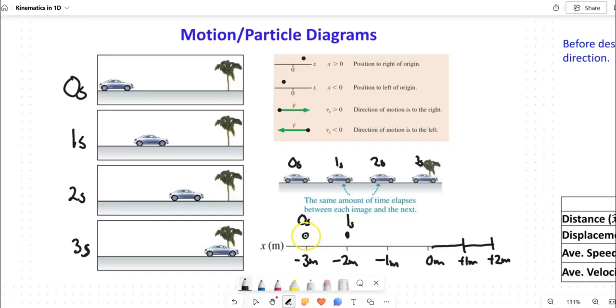Let's draw that velocity vector. Well, you started here, you ended here. You're moving with time. And how far did you go? You went 1 meter to the right. So the direction of that vector is to the right, and it took you 1 second to do that. Okay?